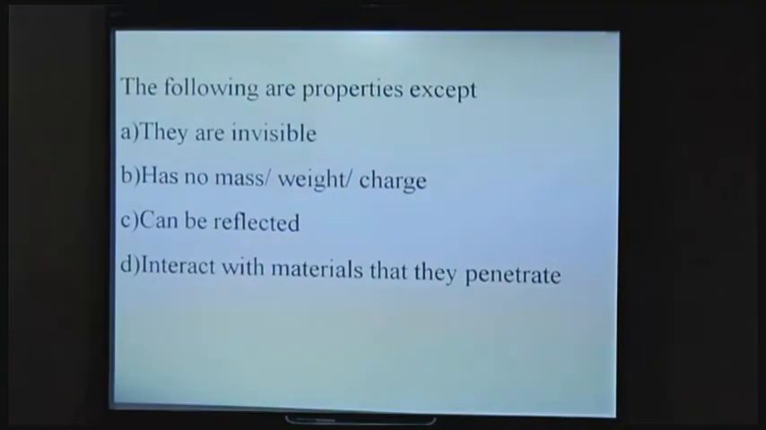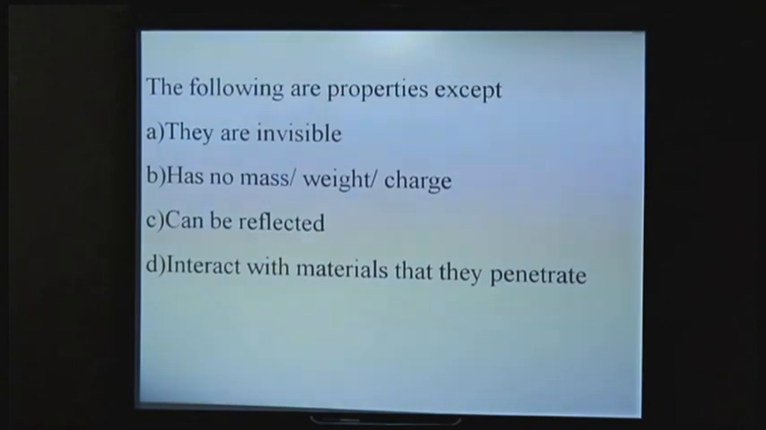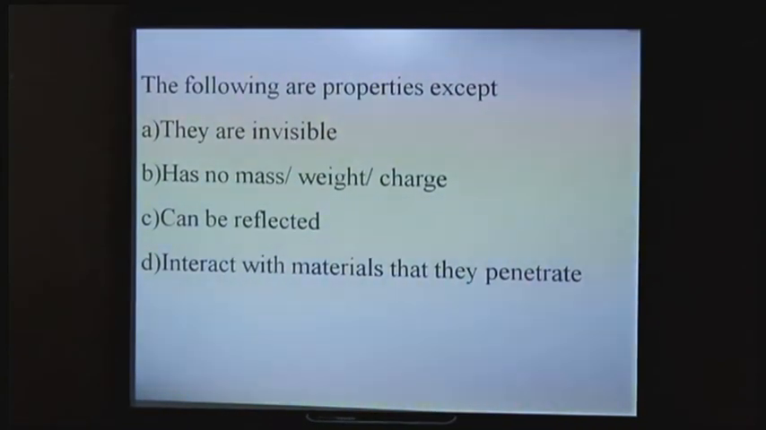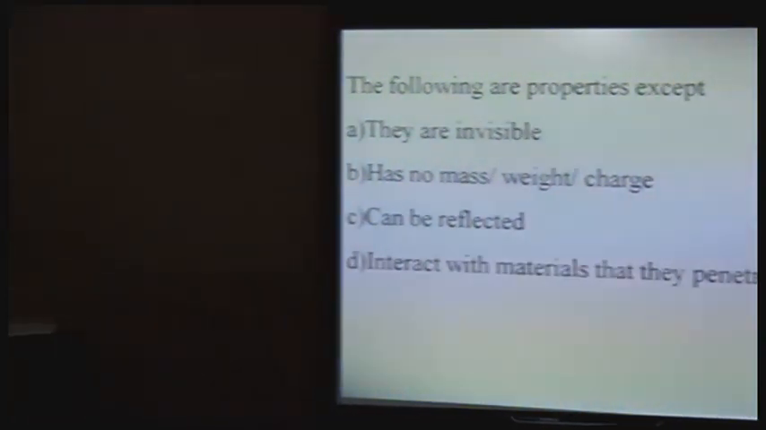The following are properties of X-rays except. It can be reflected. That is the wrong answer. D. Just now I told you about three interactions and you are telling me D. Can be reflected. Okay. It has no mass, no weight or no charge and it is invisible. Right.